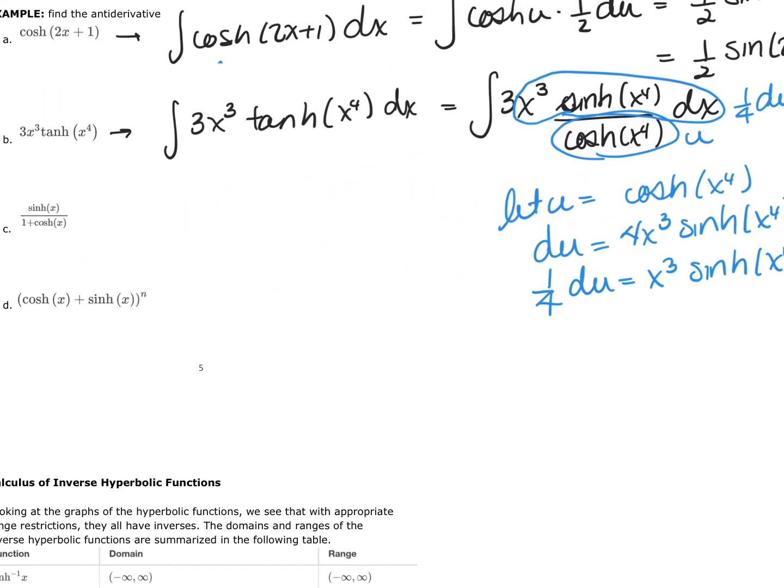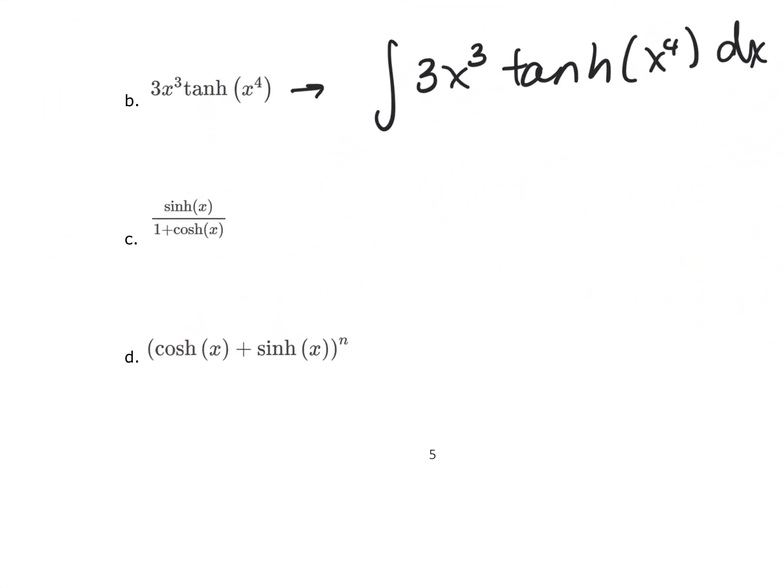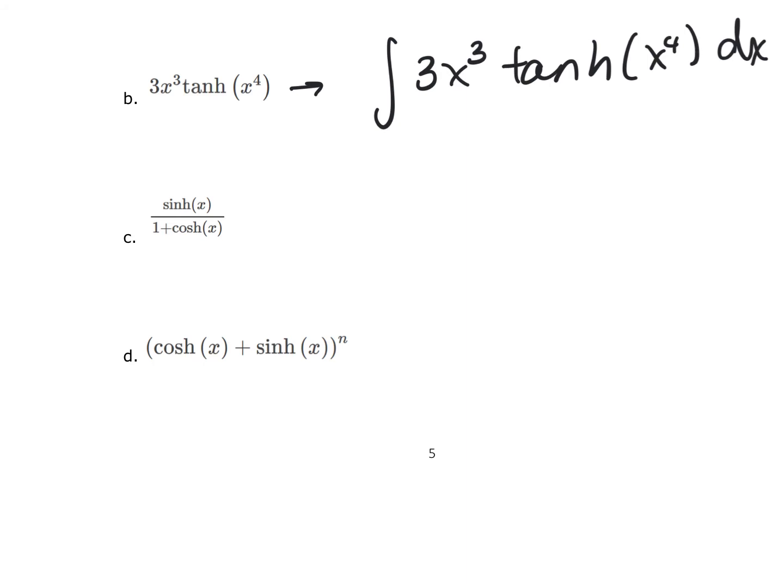All right, so let's take a look at my next one here, and it's going to be something similar. So I'm just going to let you do C. Go ahead and pause at this moment, and then I'm going to give you the answer. Hopefully when you did the integration, you have the natural log of the absolute value of 1 plus the hyperbolic cosine of x plus C as your final answer.